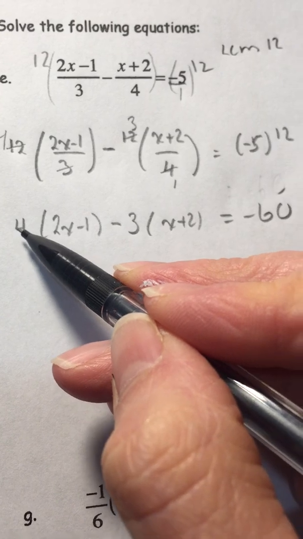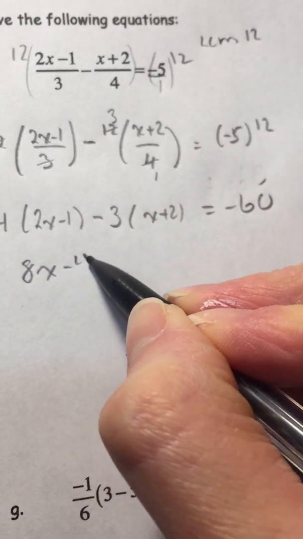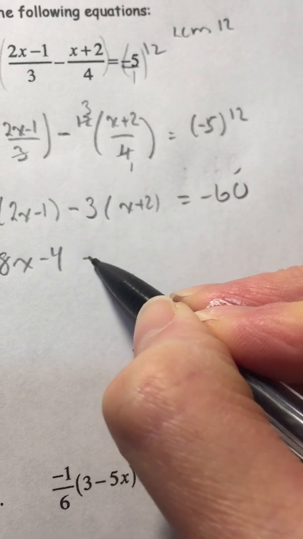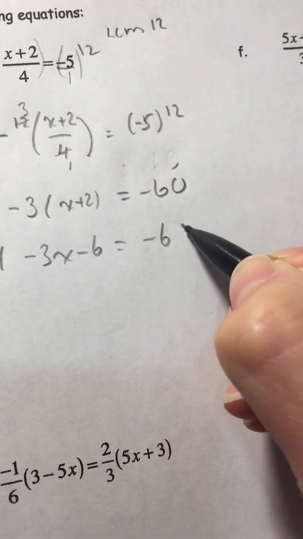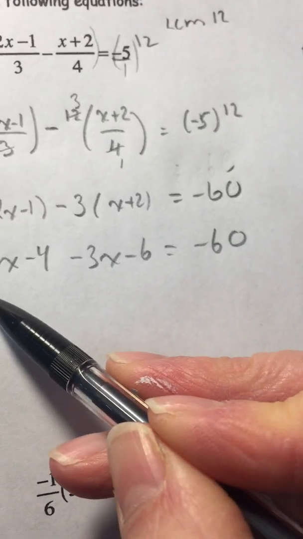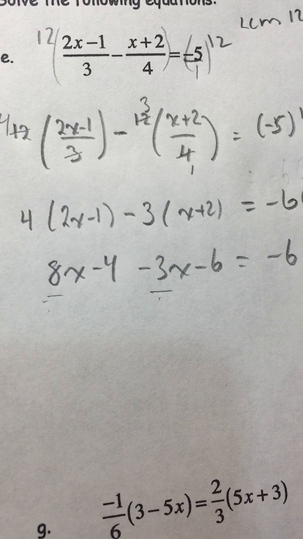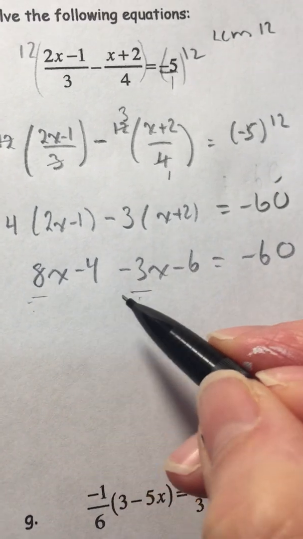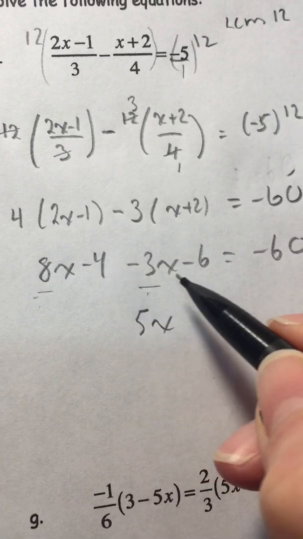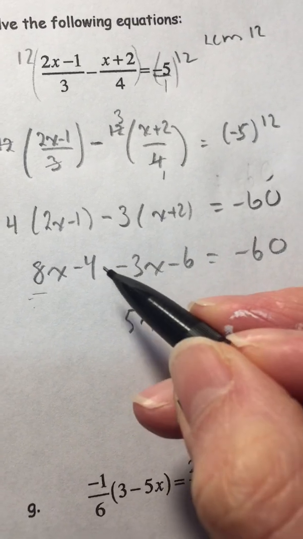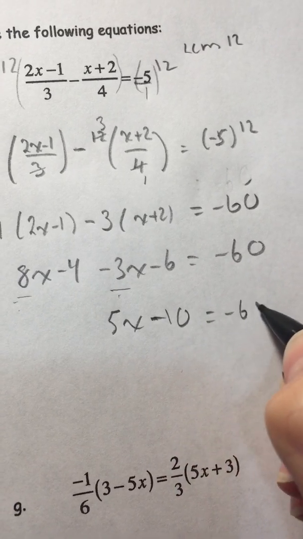So we're going to distribute: 4 times 2x is 8x, 4 times -1 is -4, -3 over there, -3x, -6, and -60. And we've got 8x and 3x that we're combining. So 8 take away 3 is 5x. And we've got -4 and -6 combined. Negative and then more negative is -10, equals -60.